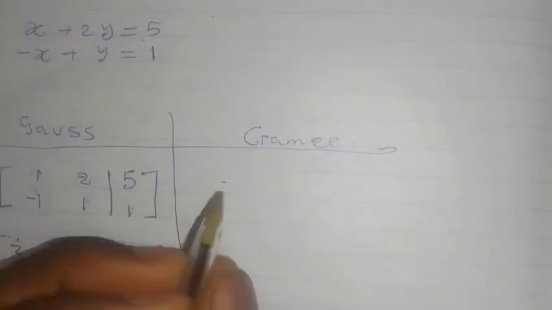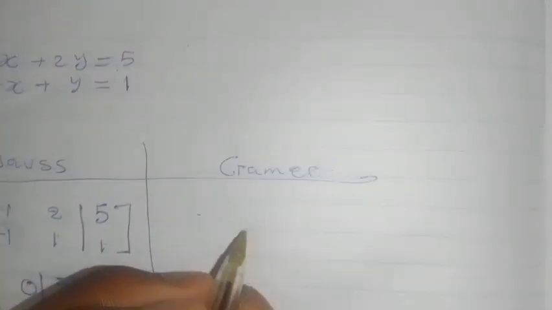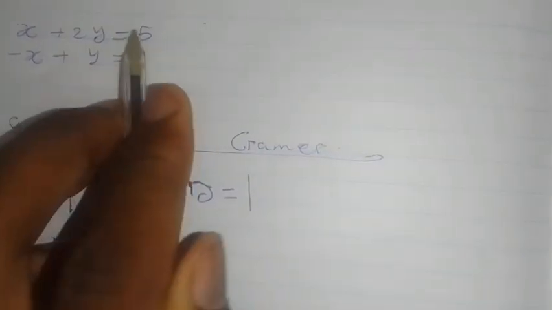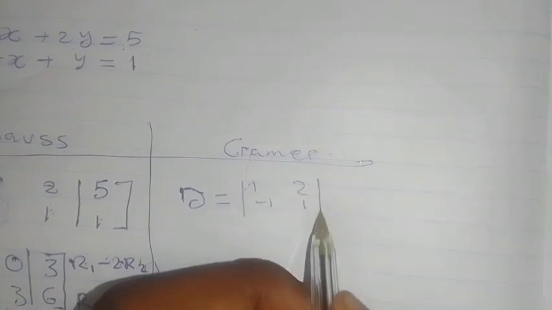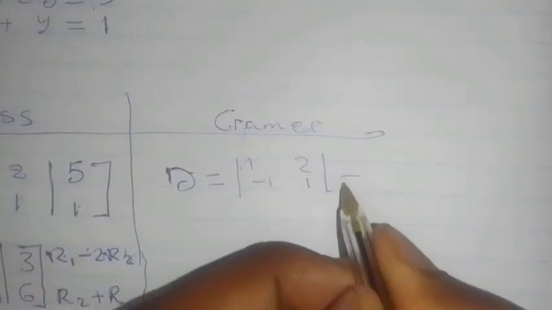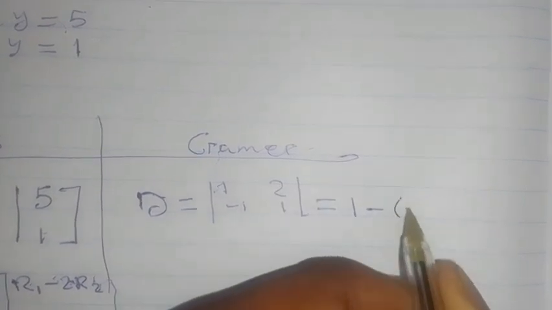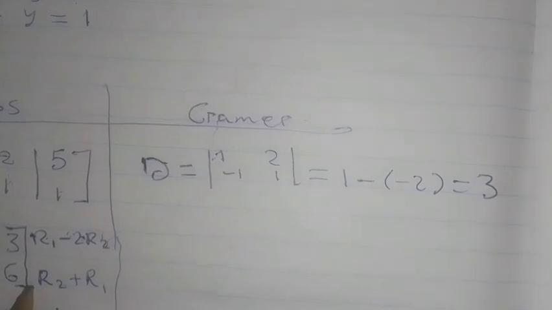But now, if you want to use Cramer's method, which I technically prefer because it's way simpler, unlike using the rows and stuff to manipulate that. For this one, you find the determinant excluding the constants. So you'll have 1, minus 1, 2, 1. And then you just evaluate the determinant. It's 1 by 1, which is 1, minus 2 by minus 1, which is just minus 2. And then 1 minus negative 2 is just going to be 1 plus 2, which gives us 3 here.